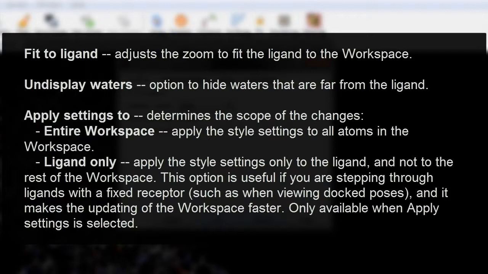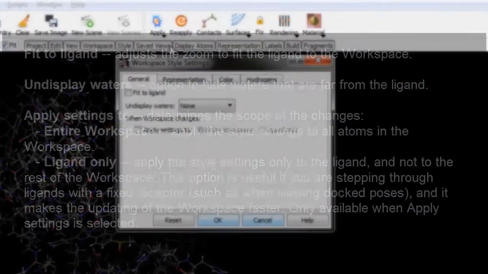Apply Settings provides you with the option to determine the scope of the changes. You can apply settings to the entire workspace or to the ligand only. This option, to apply the settings to the ligand only, is useful if you are stepping through a set of ligands with a fixed receptor, such as when you are viewing docked poses. This makes the updating of the workspace faster.